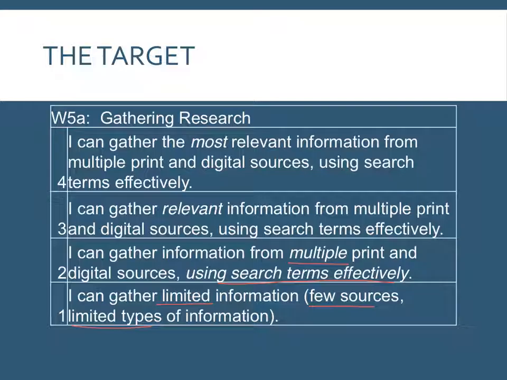At the 3 level, you gather relevant information, so information that you actually can use for your project, not information that you will perhaps be discarding after you've written it down. Still multiple sources, still using search terms effectively. At the 4 level, the only change is that the information is most relevant. In other words, the only information that you gather is the information that you will actually use.